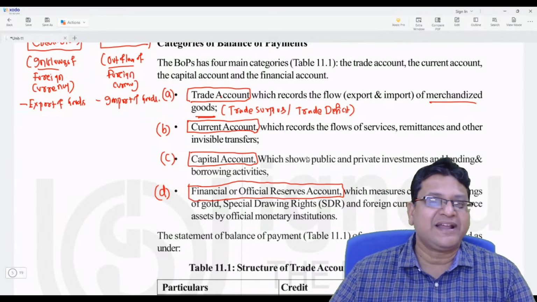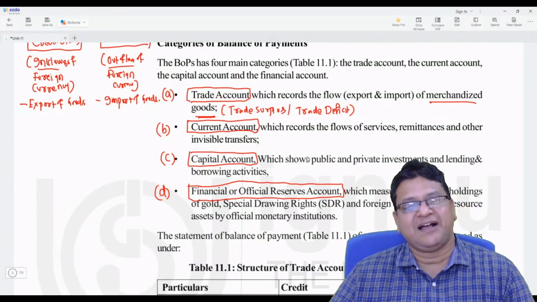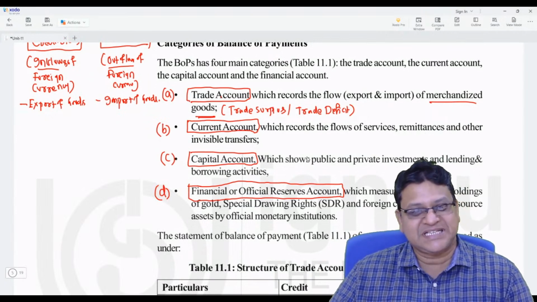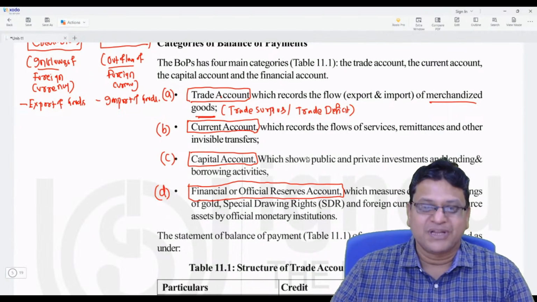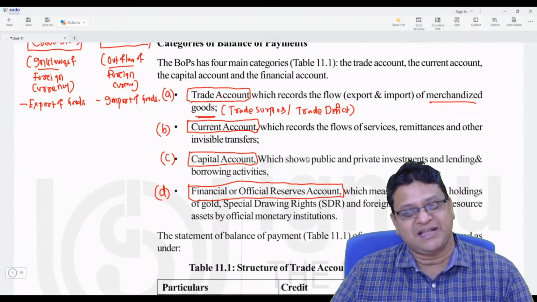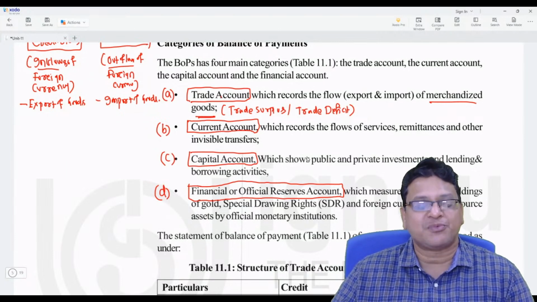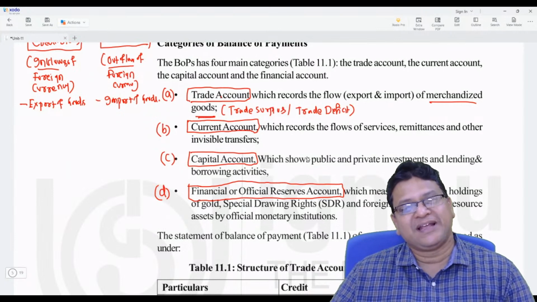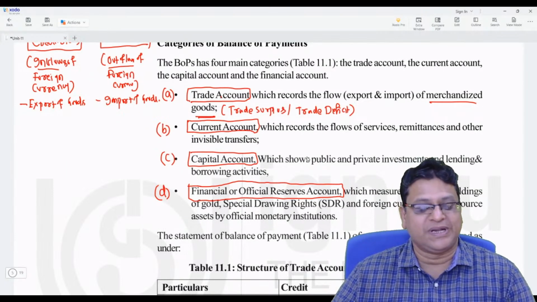This is known as trade account. China is having trade surplus with many countries. It is exporting more, importing less. India is facing trade deficit with China. China is facing trade surplus with India. So trade account records the international flow of goods only.